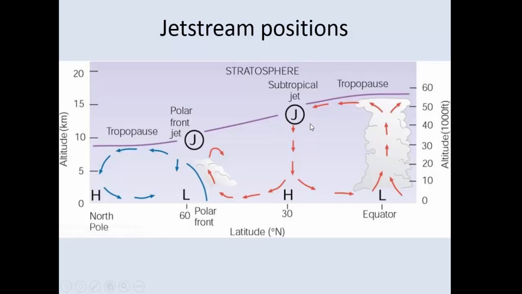Now, obviously, they're going to shift back and forth with the year. Now, here's the polar front jet. You can see it occurs at the top of the troposphere, right at the boundary between this cold air to the north and the warmer air to the south. So that's where they're located, the polar front jet and the subtropical jet. That's where they're both located in a cross-sectional view.